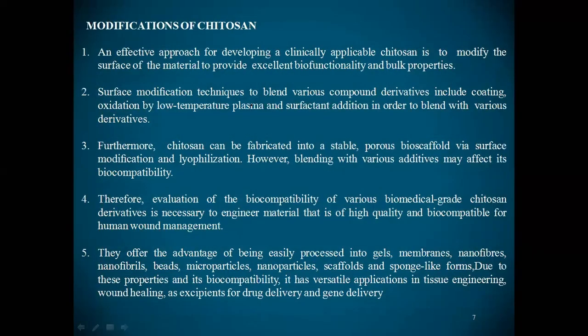Now the modification of chitosan. This is like a prodrug. For example, a prodrug is used for enhancing the taste or enhancing the absorption of the drug. Like that, the chitosan polymer needs modifications for enhancing its actions or promoting adhesion. Chitosan is modified with coating, oxidation, low-temperature plasma, and surfactant addition. Chitosan is also blended with various additives.